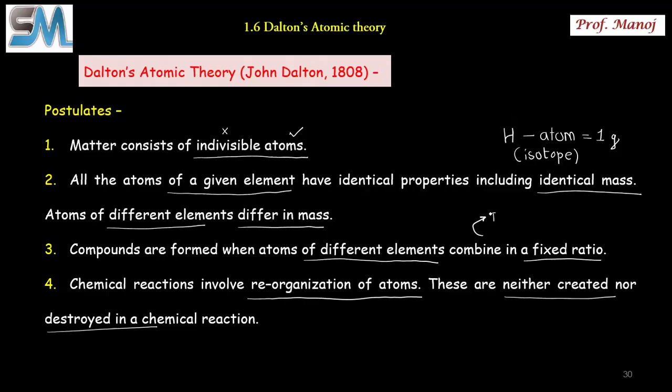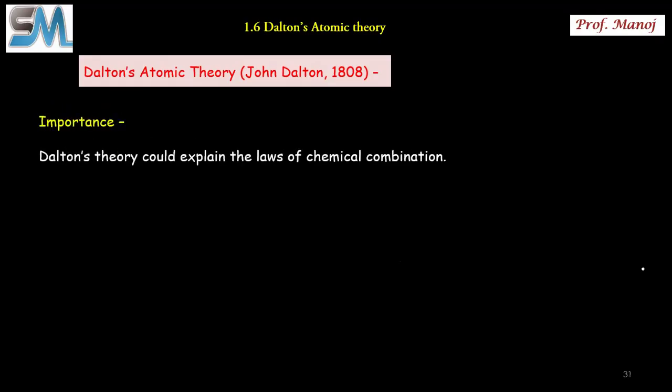This sounds quite similar to the law of definite proportion, which we heard in today's class. So if you take one single compound, the ratio is similar. That's what the law says. Reactions involve reorganization of atoms, neither created nor destroyed. This is nothing but the law of conservation of mass, which we heard very first today in the class. So basically the theory supports different laws of chemical combination. You can call this the importance of the theory.